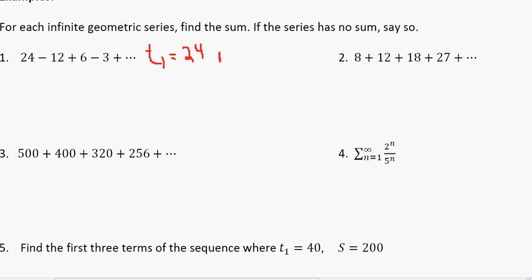And what's our common ratio? What are we multiplying by every time? We're multiplying by negative a half. Okay? Since that common ratio is between negative 1 and 1, this series has a sum. And that sum is, that's an S, again, not a 5, t sub 1 over 1 minus r.